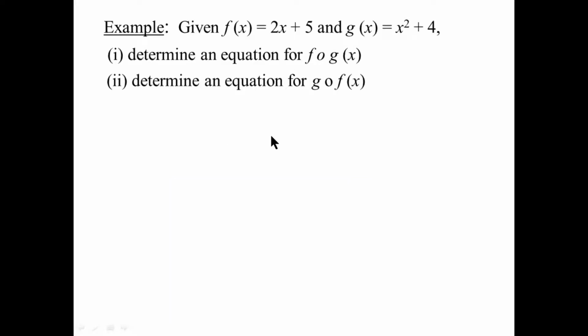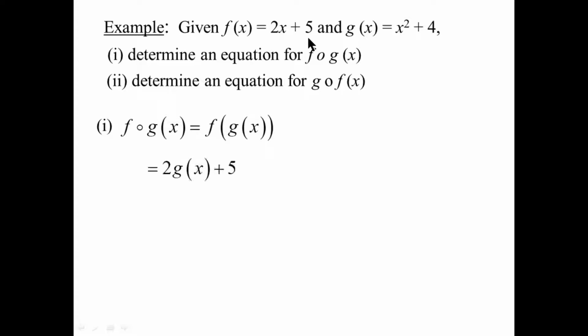Here's an example. Given f of x, some linear function, and g of x, some quadratic function, determine an equation for f circle g of x. So what we'll do is we'll take g of x and plug it into f. F circle g of x is f of g of x, so we'll take the f structure here and into it we'll substitute g of x. So it'll be 2 times g of x plus 5. And then plug in g of x using brackets and simplify.